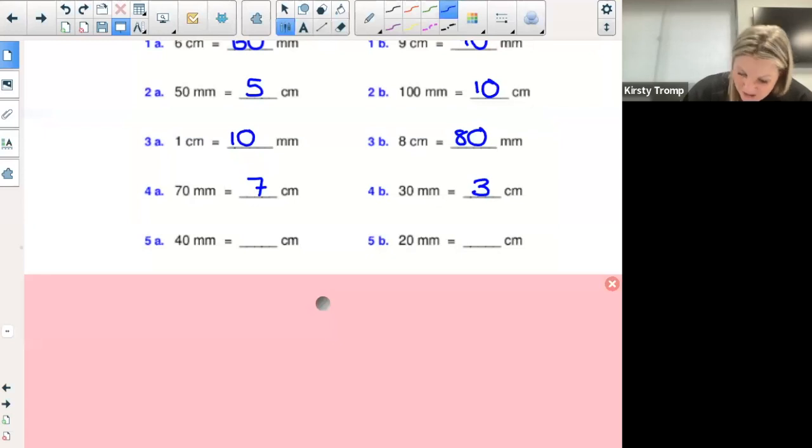4 centimeters. Good. And B, 20 millimeters. How many centimeters? 2 centimeters. Well done. Nice and easy. Thank you.